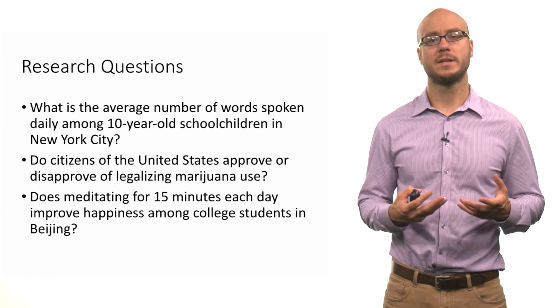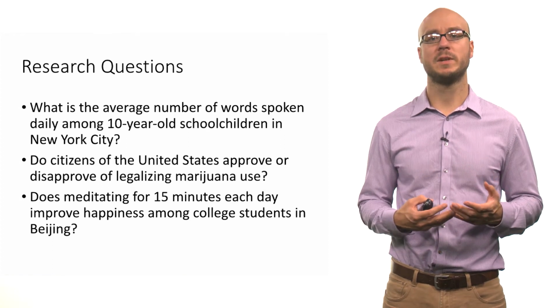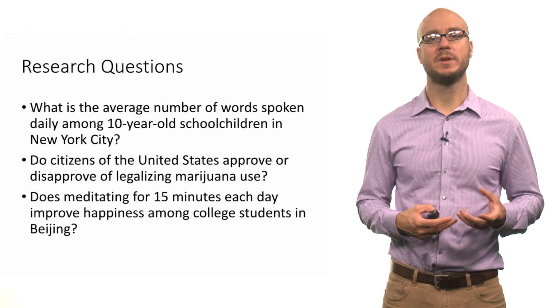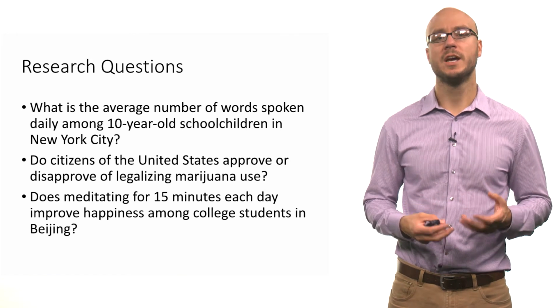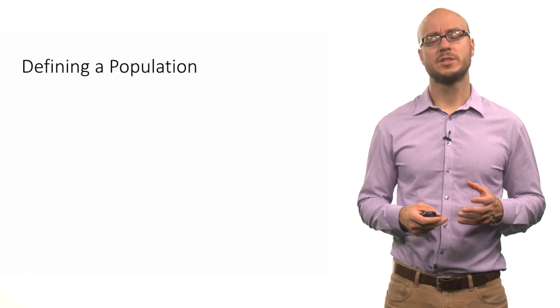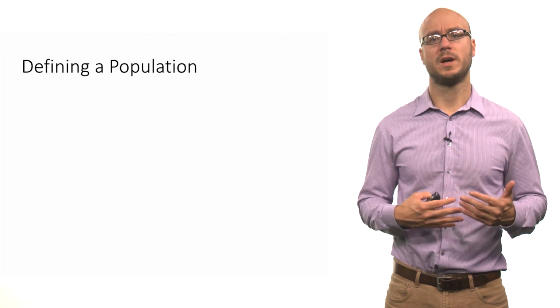Another question that you might ask, if you're interested in public health or if you're a social psychologist, is about meditation. You might say, does meditating for 15 minutes each day improve happiness among college students in Beijing? These are the kinds of research questions that people in the social sciences and humanities ask. These are real questions. But for each of these questions, there's an implicit population.